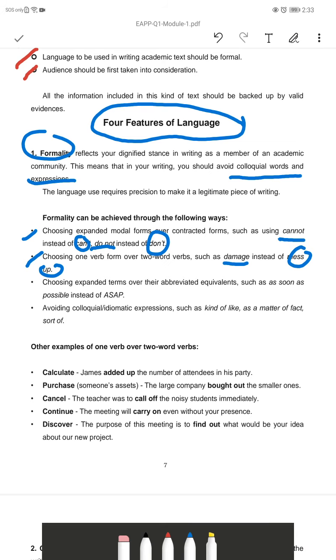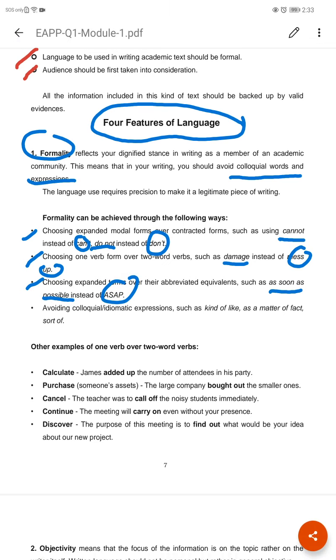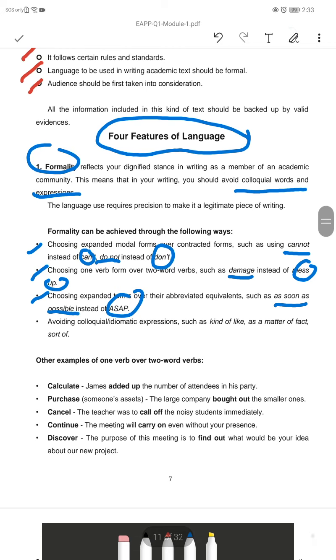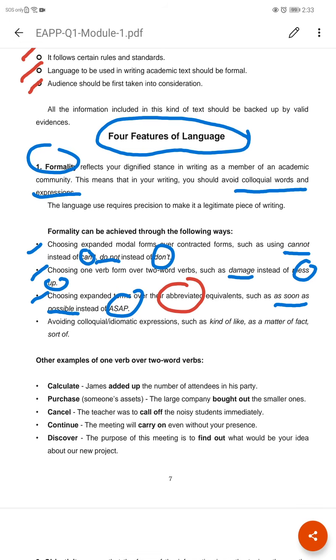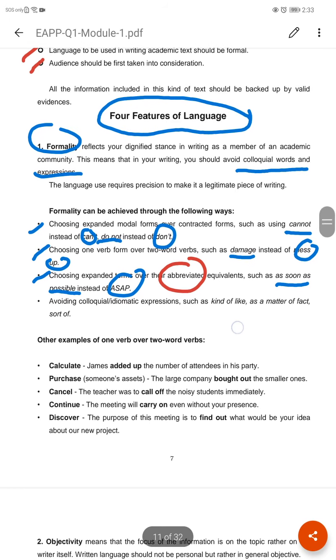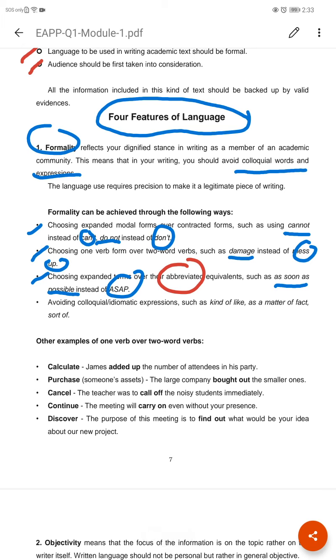Another way of achieving formality is choosing expanded terms over their abbreviated equivalents, such as soon as possible instead of ASAP. Many times when we write, we try to speed up our writing by using abbreviations. When we say abbreviations, these are terms which are shortened. For example, doctor. Instead of writing the whole word doctor, we write DR period.